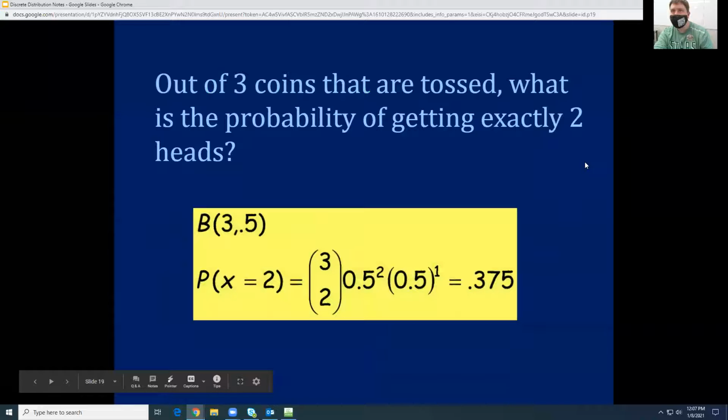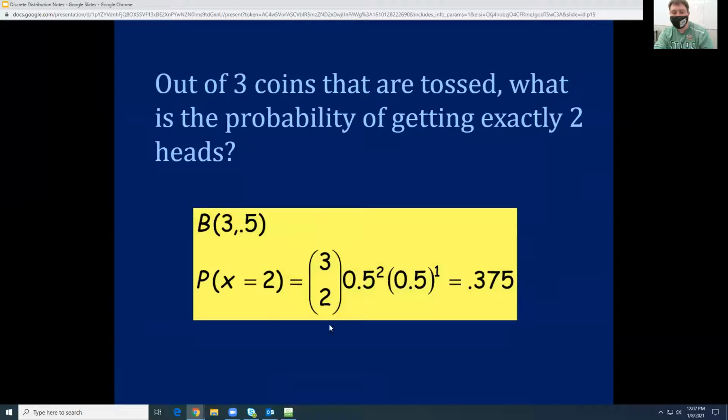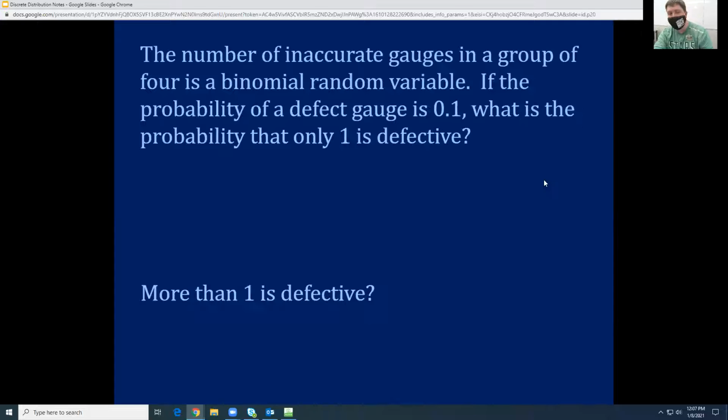There's the notes, just what we did. All right, 3, 0.5, exactly 2, fill everything in. Boop, there's our answer. All right, so answer just the first question only. Don't worry about the second question just yet. I didn't show you the inequalities.